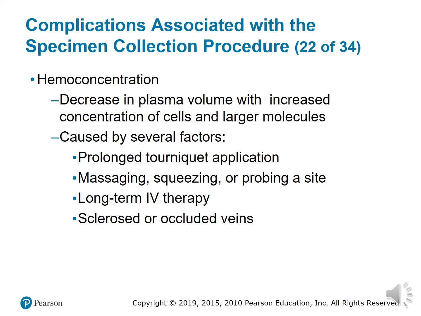Hemoconcentration. Hemoconcentration is a decrease in plasma volume with an increased concentration of cells in larger molecules. This can be caused by several factors, one being a prolonged tourniquet application, where the tourniquet on the patient's arm is on there for longer than 3 minutes, massaging, squeezing, or probing a site, long-term IV therapy, and sclerosed or obscured veins.